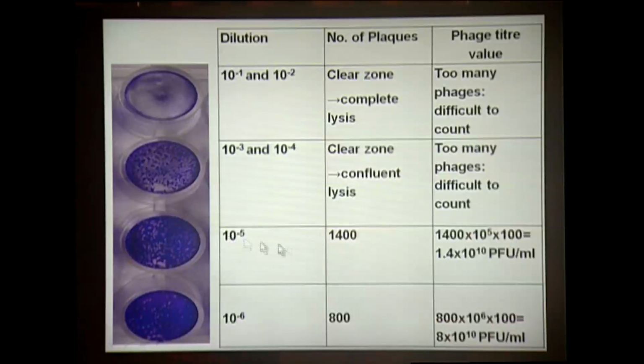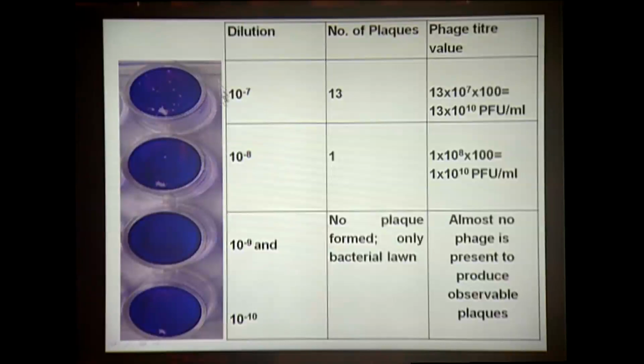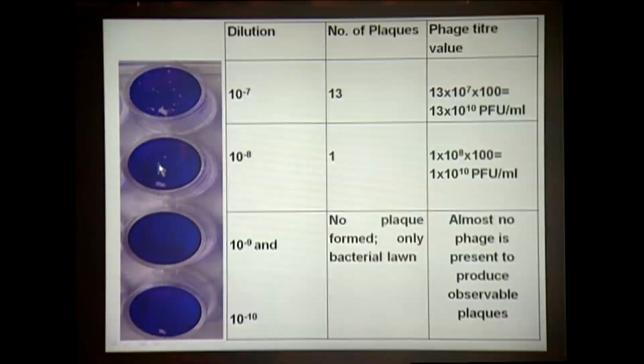In 10 to the minus 5, 1400 plaques were observed. So we can easily count the number of plaque forming units present per ml. In 10 to the minus 6, 800 plaques observed. So this is the plaque forming units per ml. In 10 to the minus 7, very few, only 13 plaques are observed in the plate. So this is the plaque forming unit. And in 10 to the minus 8 dilution, only 1 plaque appeared on the plate. So this is the plaque forming unit. So from all the observable or countable plates, we can see the plaque forming units are in the range of 10 to the 10 per ml.